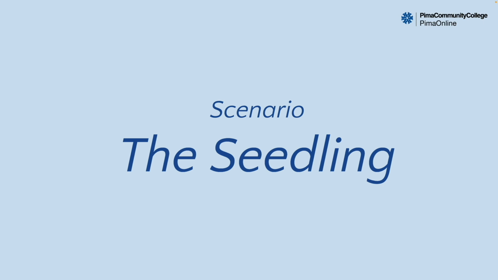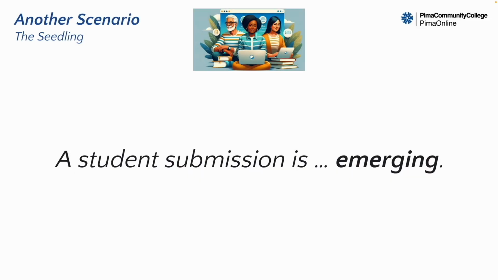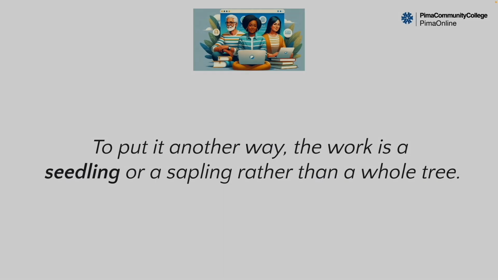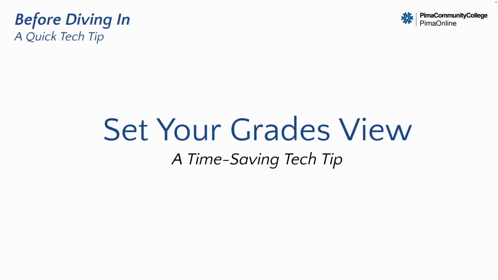Our second scenario that we'll dive into is the seedling. So for this scenario, imagine a student submission, shall we say, is emerging. To put it another way, it's a seedling or a sapling. It's not the whole tree. It's not what we're hoping for, but it shows promise, potentially.